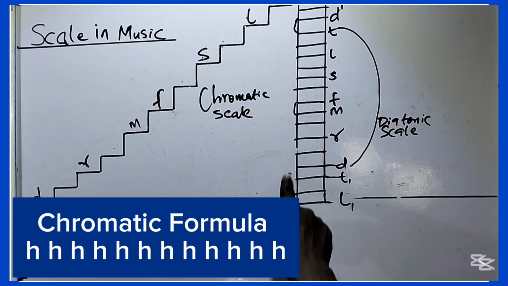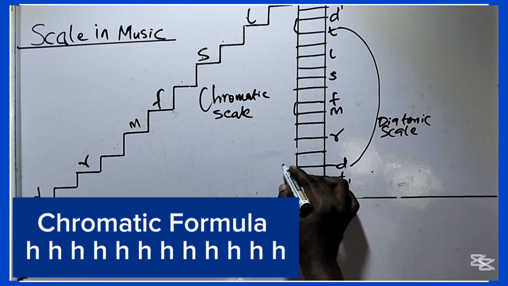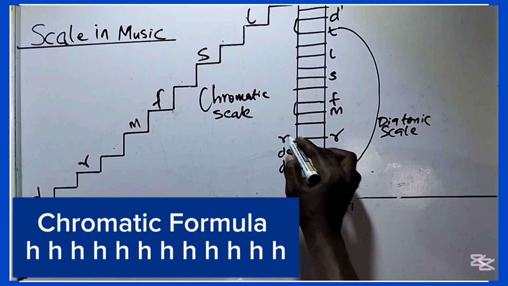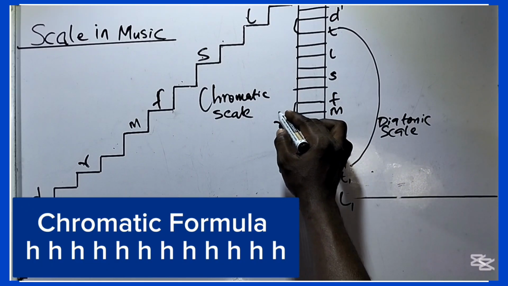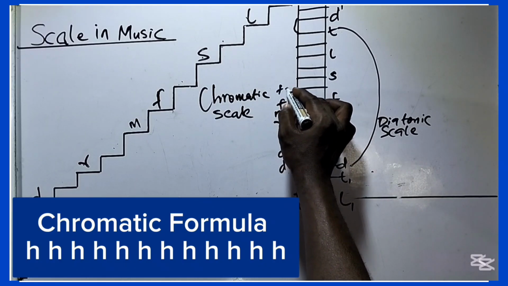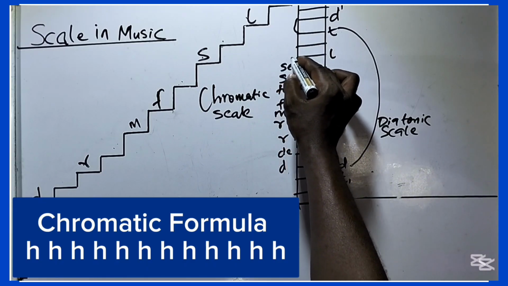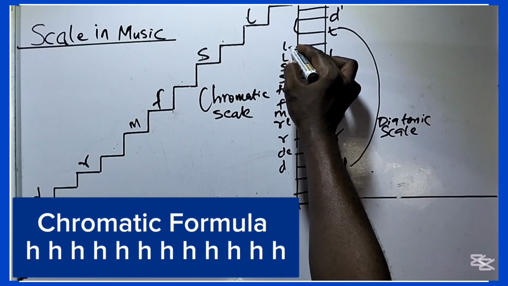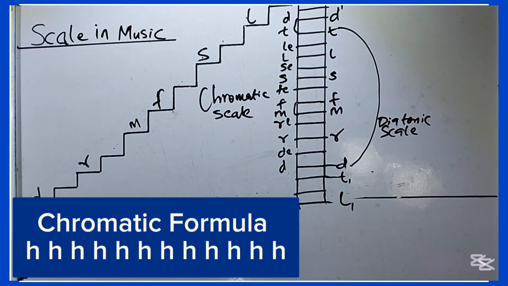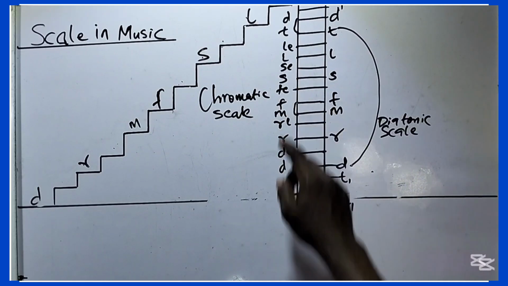In the chromatic scale, there is only half step. So if this is do, this is D, this is re, this is mi, this is fa, after fa, then so, la, ti, and do. So in chromatic, all of them have something to do.